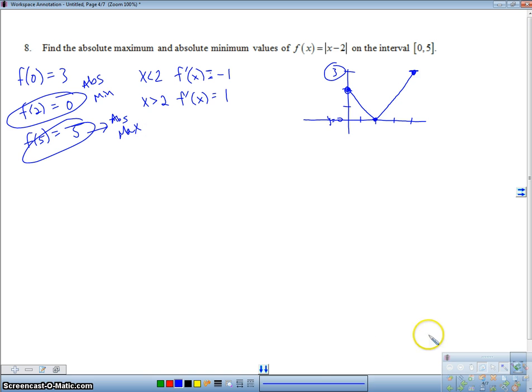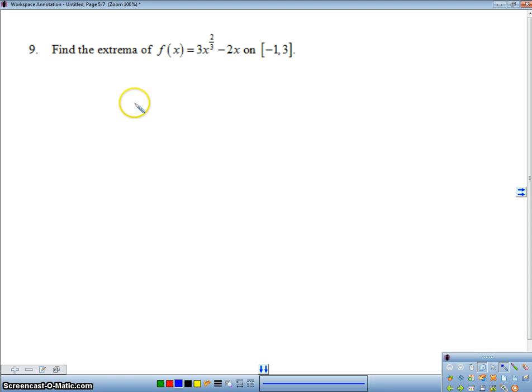All right, so we found our absolute min and max. Next one. Find the extrema of f of x equals... okay, so now we're asking for the extrema. So we can find relative or absolute. We're going to find all of them. So let's go ahead and do that.